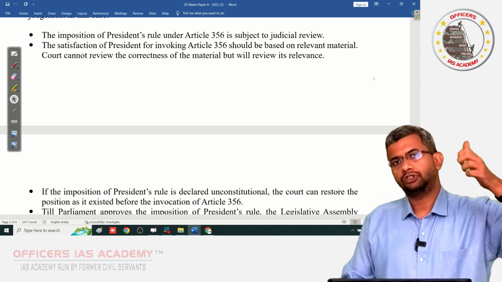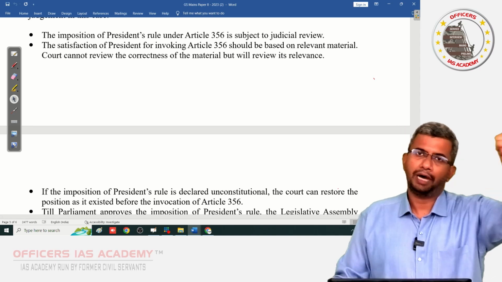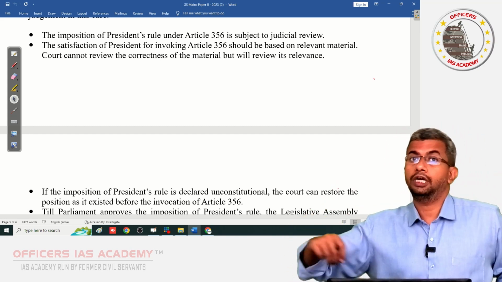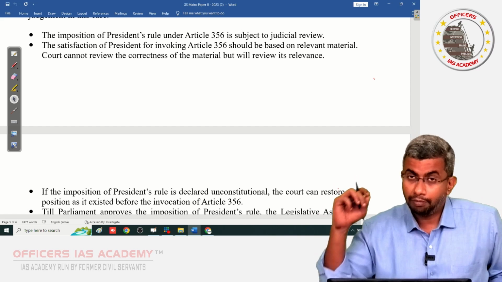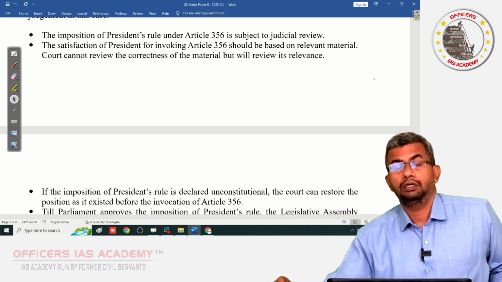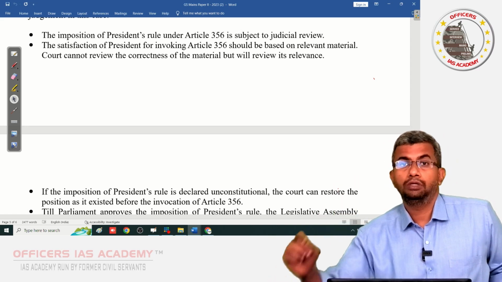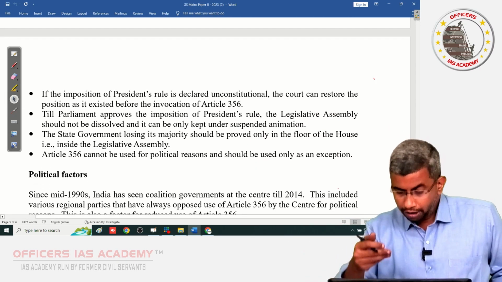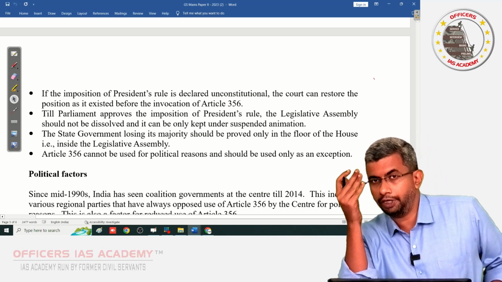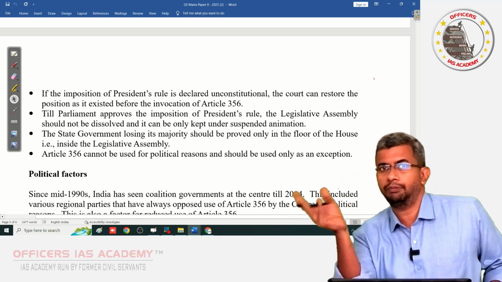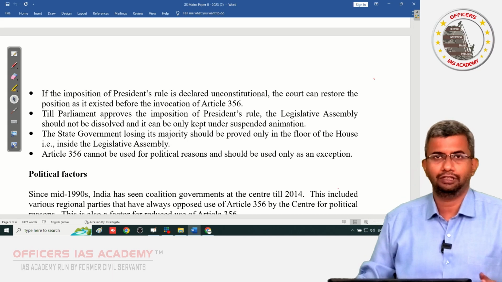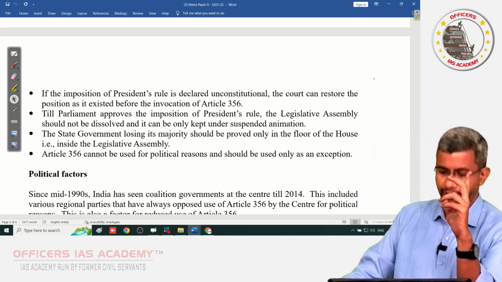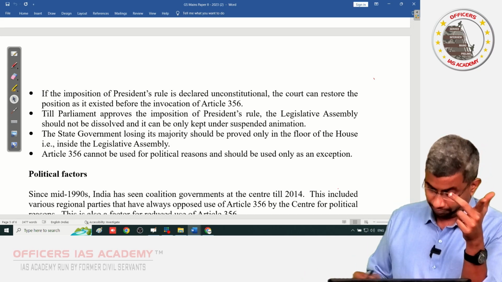The strength of the government should be tested only in the assembly till the parliament approves. It is subject to judicial review. If it is found unconstitutional, it can be restored till parliament approves the imposition of president's rule. There should be no dissolution of the assembly, right? And your strength should be tested only on the floor of the assembly, not in the governor's house and all that. And it is meant for breakdown of constitutional machinery. So these are the legal factors.